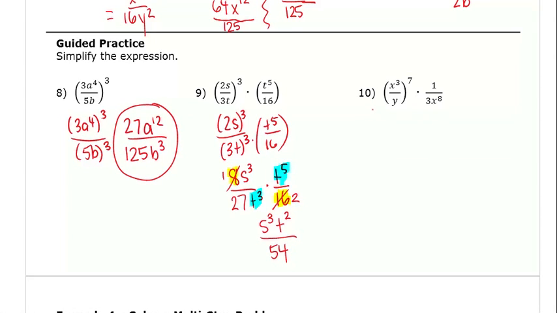Okay, number 10. We have nothing to simplify, so let's do power of a quotient. It's going to be x to the 21st over y to the 7th times that other stuff. We can simplify our x's. So 21 minus 8 is 13. That's going to be on top, so x to the 13th. And then 3y to the 7th.